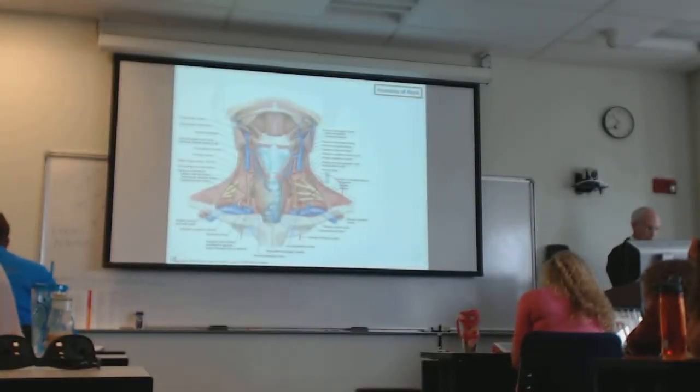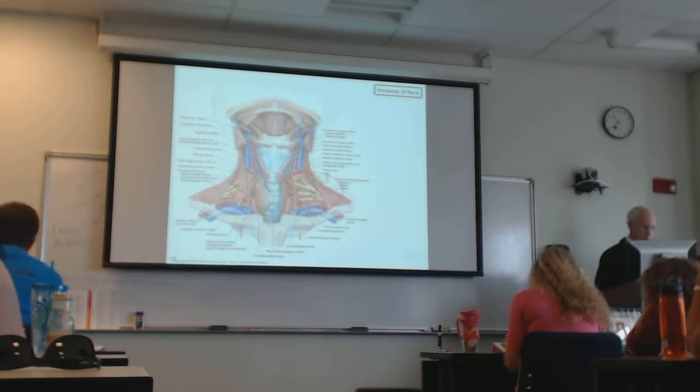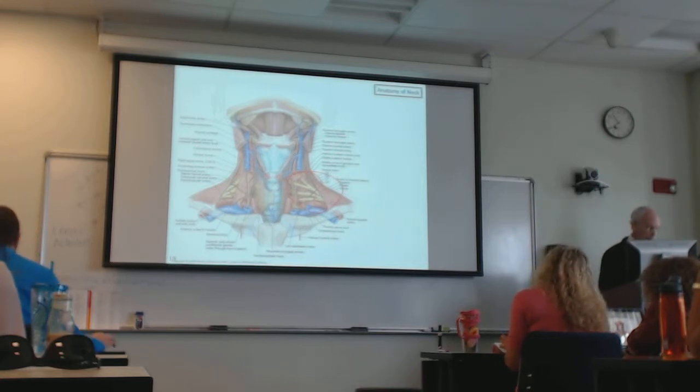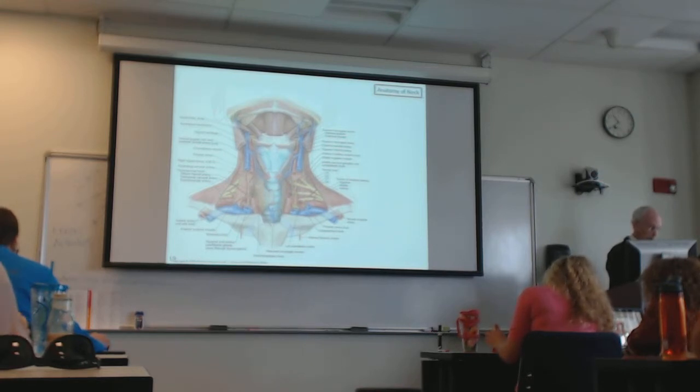Here we can simply see the brachial plexus emerging and then leaving to enter the upper limb. You can also see the relationship here between the internal jugular vein and the common carotid artery at the level of the neck.